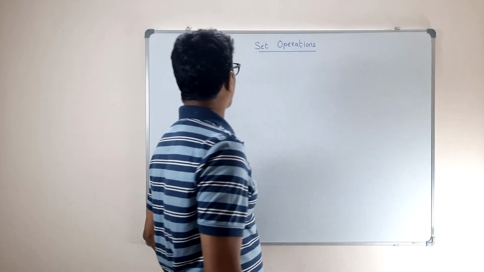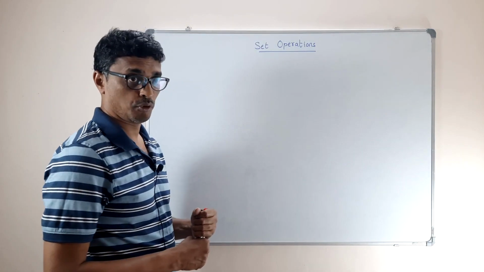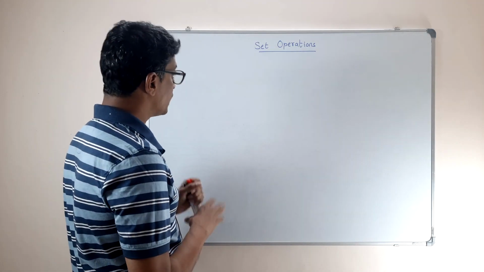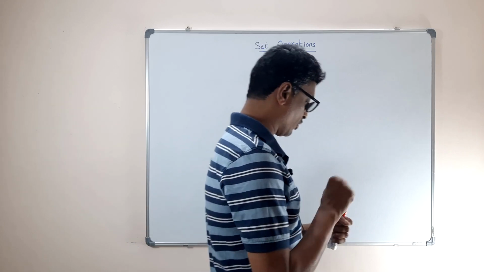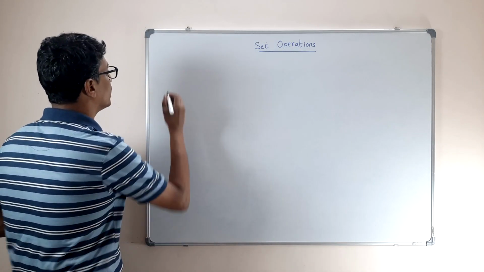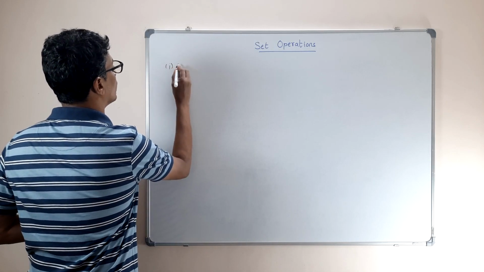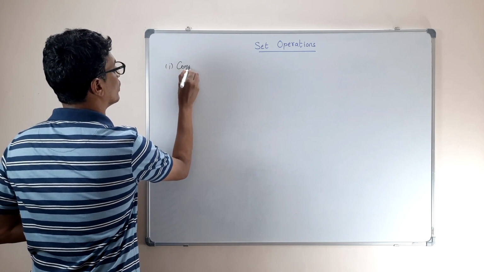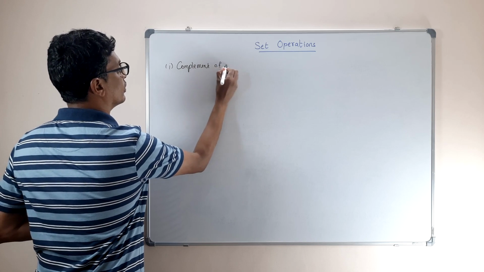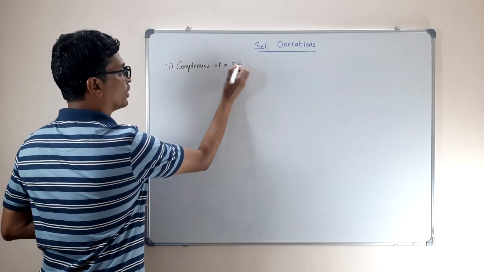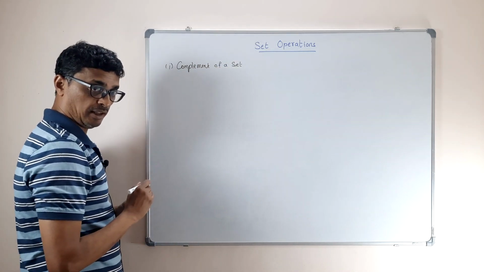So we are going to see the set operations today. And the first set operation is called the complement of a set. The complement of a set. What is that?